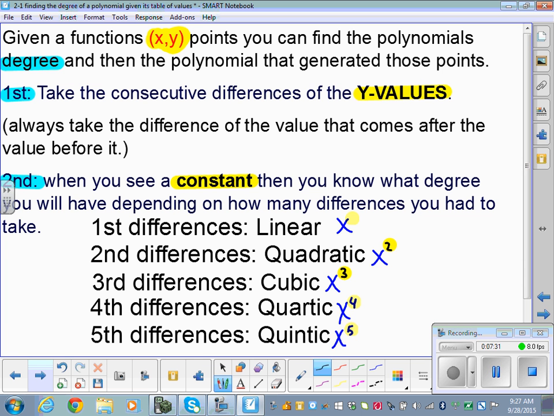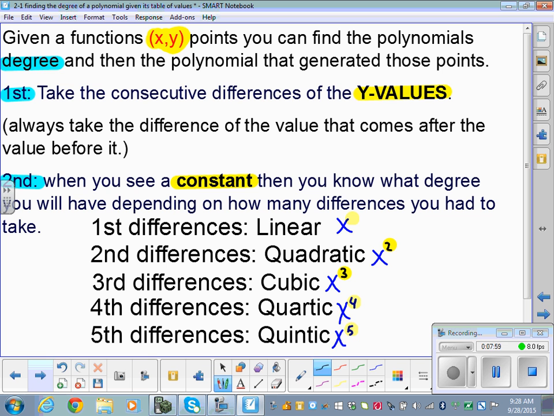So we're going to sit and take differences. And once we've taken differences and you see a constant, meaning you take differences and you see all the same number, then you know what degree you will have, depending on how many differences you had to take. Now, yes, I understand these are just words. I'm giving you the steps so that when you get home and you need to refer to your notes, you understand. It's going to make more sense when I show you, but you'll want these steps down. So the second thing is you'll stop when you get a constant. You'll stop taking differences when you get a constant.